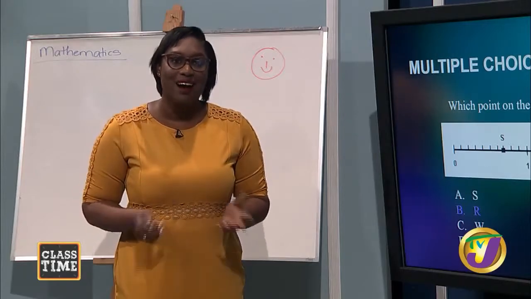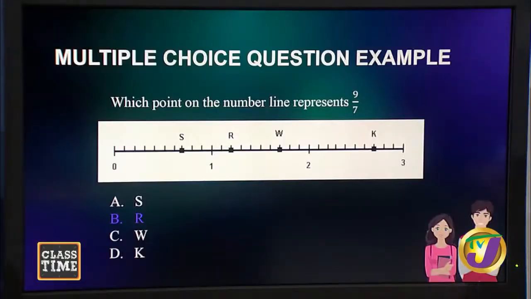The answer is R. Don't be daunted by the fact that you're seeing a number line that not only has numbers, but letters. So you might see this on the exam.